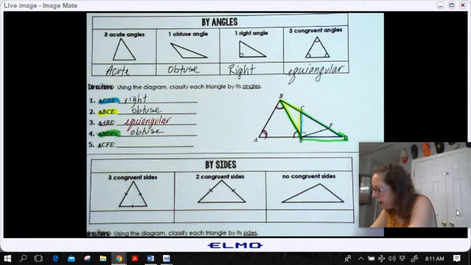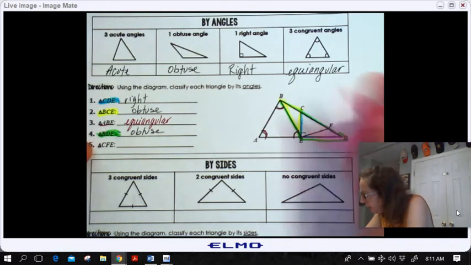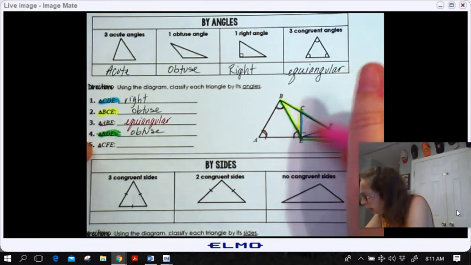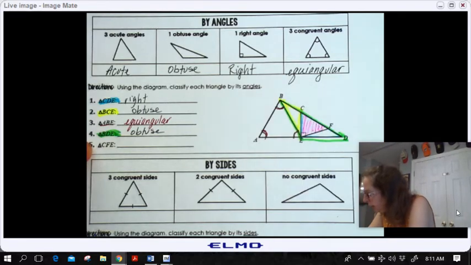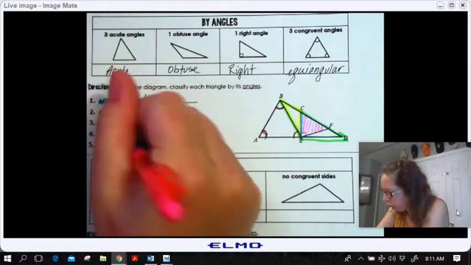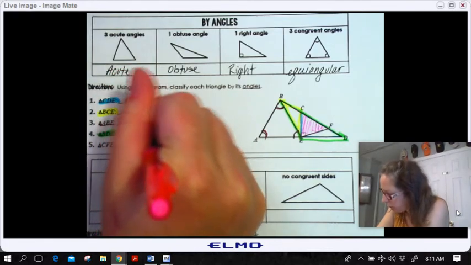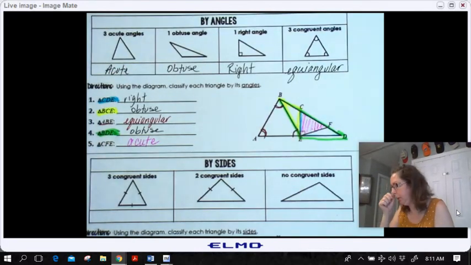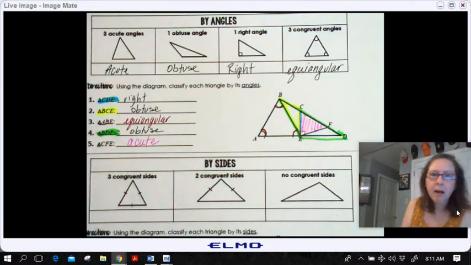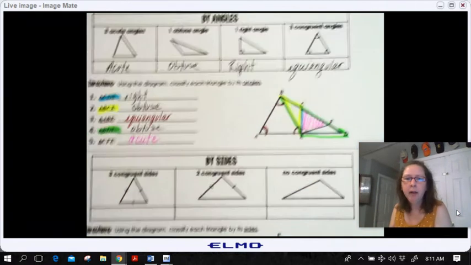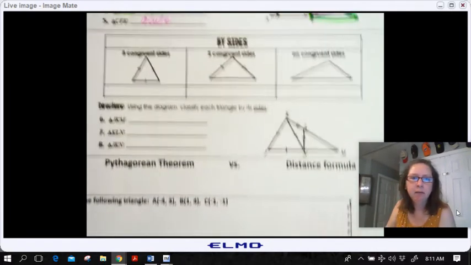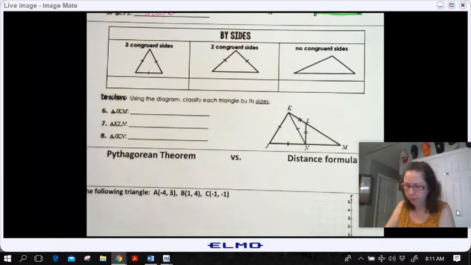And finally, we have CFE, which I'm just going to kind of color it pink in here. CFE is an acute triangle. All right. So we've classified them by their angles. Let's go ahead and classify them by their sides, which is equally as simple.